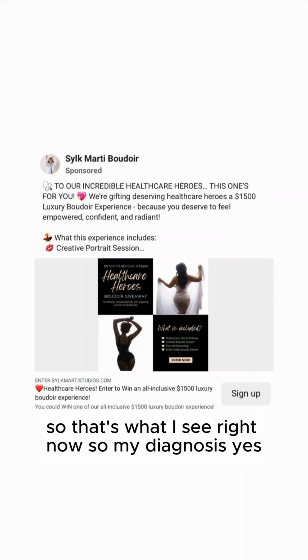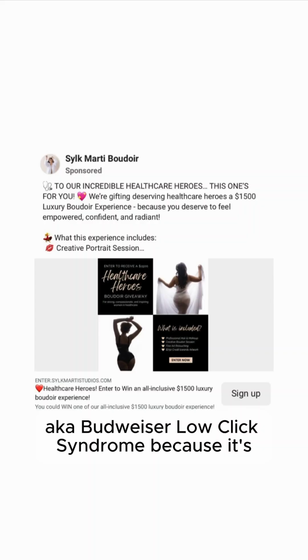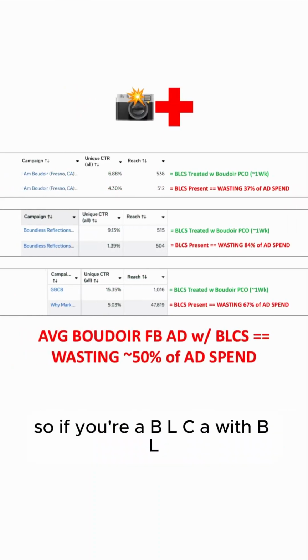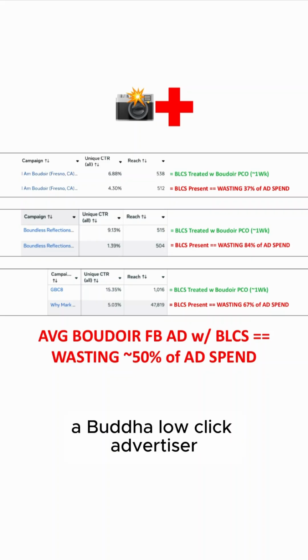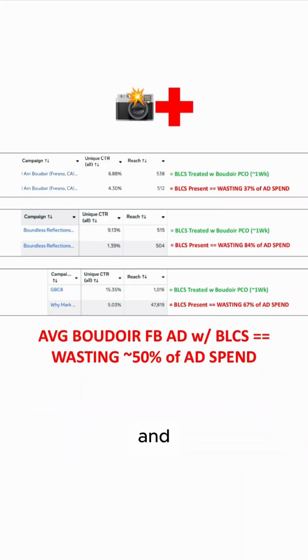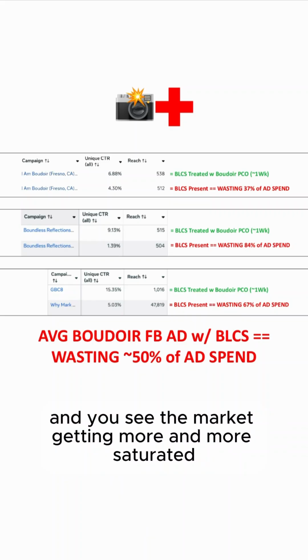So that's what I see right now. My diagnosis: yes, I do believe this Boudoir Facebook ad has BLCS, aka Boudoir low click syndrome, because its unique CTR is under 6%. So if you're a BLCA with BLCS, a Boudoir low click advertiser with Boudoir low click syndrome, with the unique CTR of your Boudoir Facebook ads under 6%, and you're spending more than 10 grand a month on Boudoir Facebook ads, and you see the market getting more and more saturated.